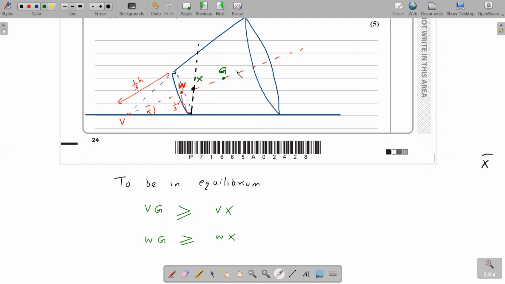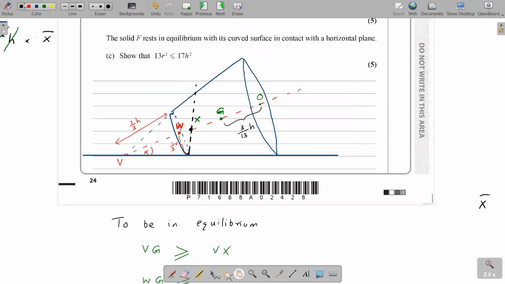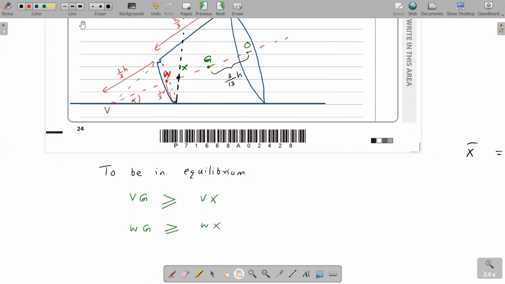So WG distance is not an issue, right? Because at the other side I marked O and OG distance we found. What was the OG distance? The center of mass was how much? OG distance was, we found it as 3 over 13h. And also we know that this distance is 2 over 3h, right? So is it difficult to get the WG length now? If the whole thing is 2 over 3h, this is 3 over 13h. How much is WG? What is the WG length?